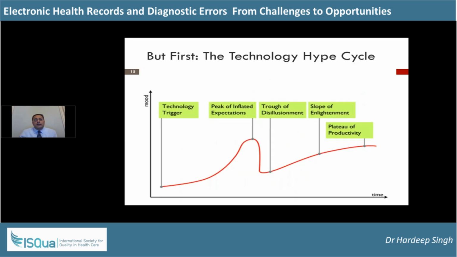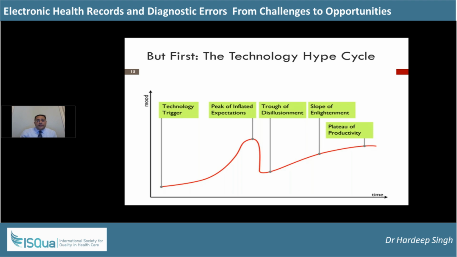Now, let me first tell you about this technology hype cycle before we talk about electronic health records and technology and health information technology and the use in healthcare. Some of you may have seen this before. But essentially, this has been well described for decades, but it's what's called the technology hype cycle. It begins with the technology trigger, then there's a peak of inflated expectations, and then there's a trough of disillusionment before there is a slope of enlightenment and a plateau of productivity.